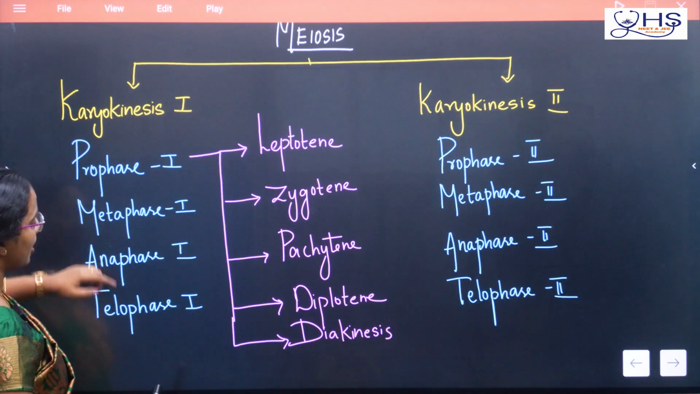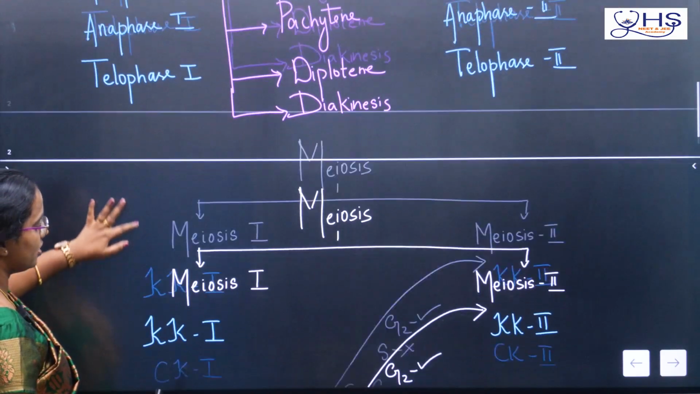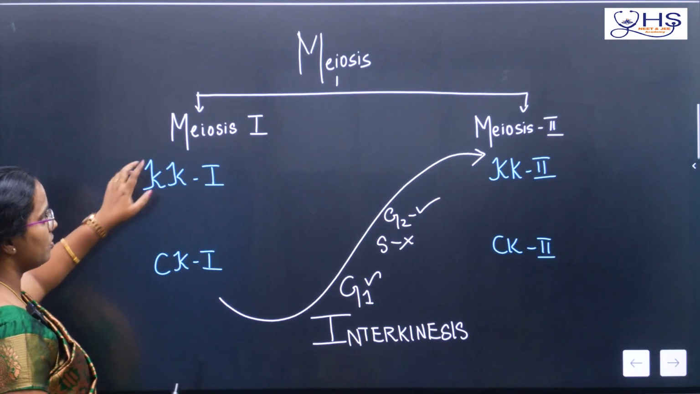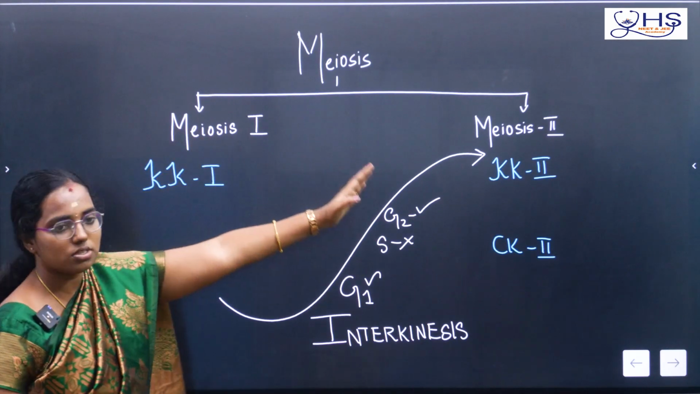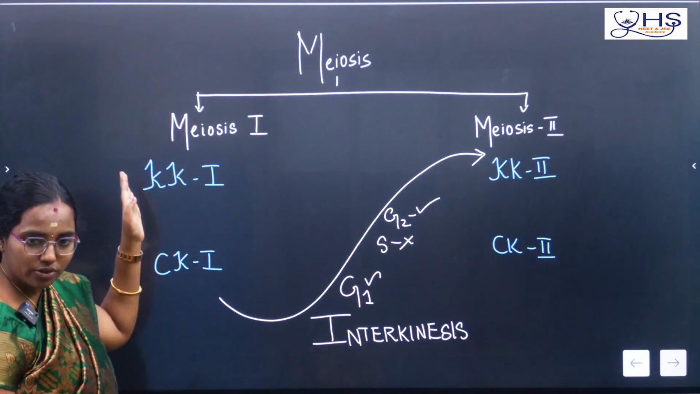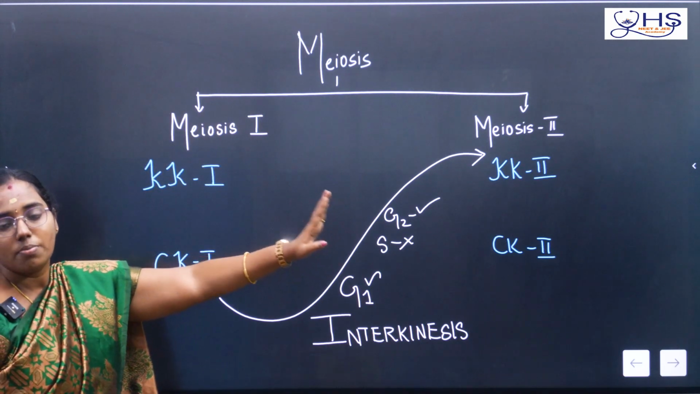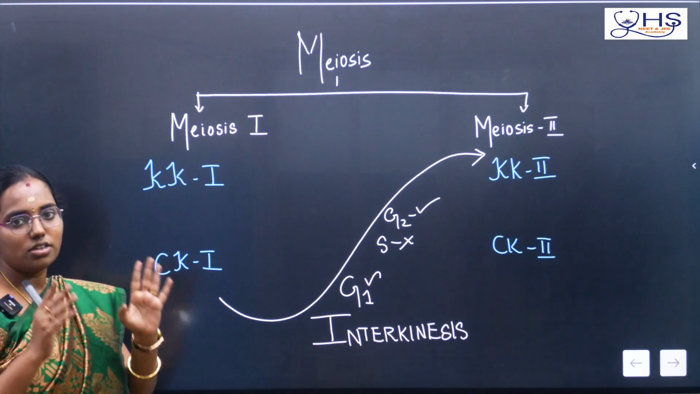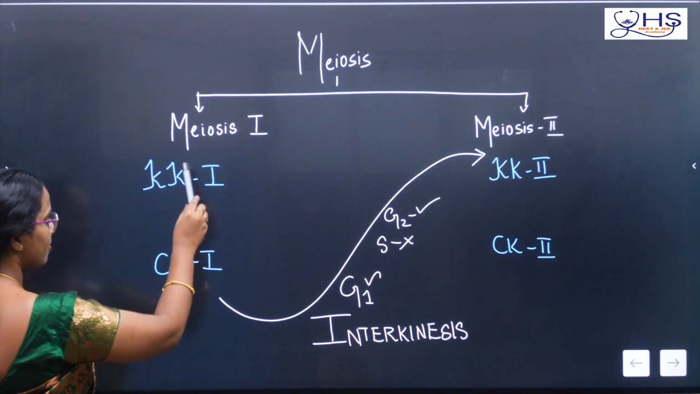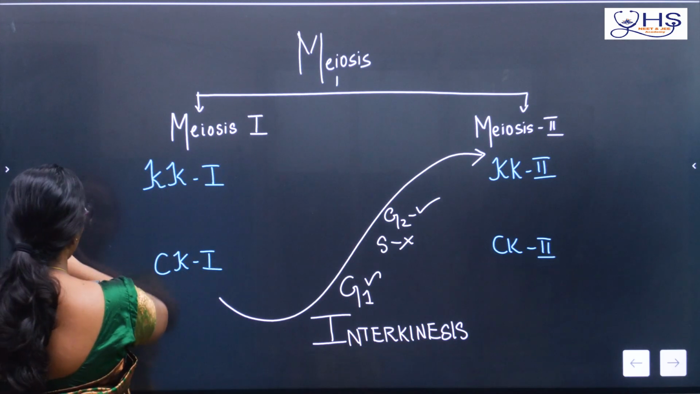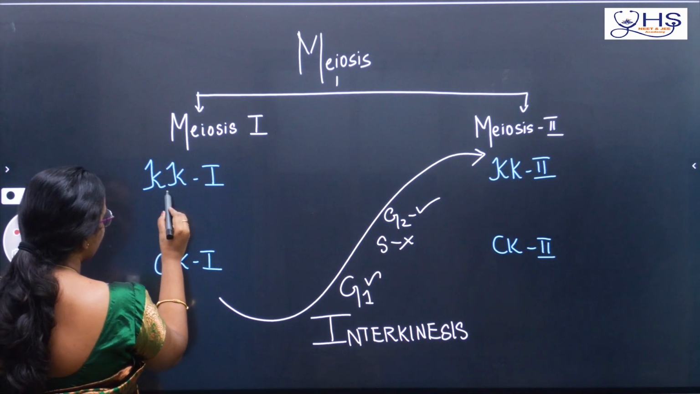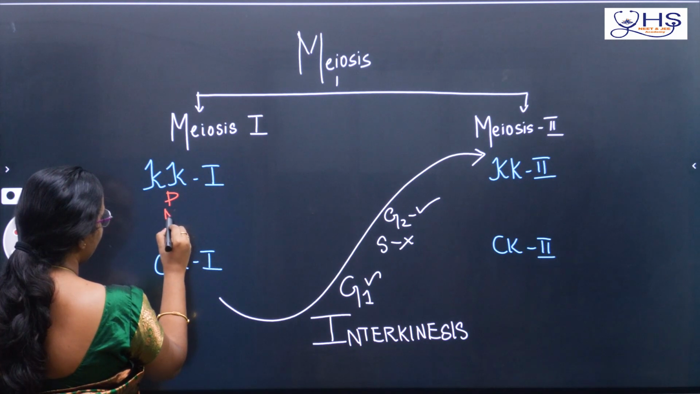After karyokinesis, we have cytokinesis. So here is the simplified structure. Meiosis is divided into meiosis 1 and meiosis 2, but mitosis is not like that. Mitosis is only a single short division. So here in meiosis 1, karyokinesis 1, what can we write under that? Yes, P-MAT. We can write P-MAT.